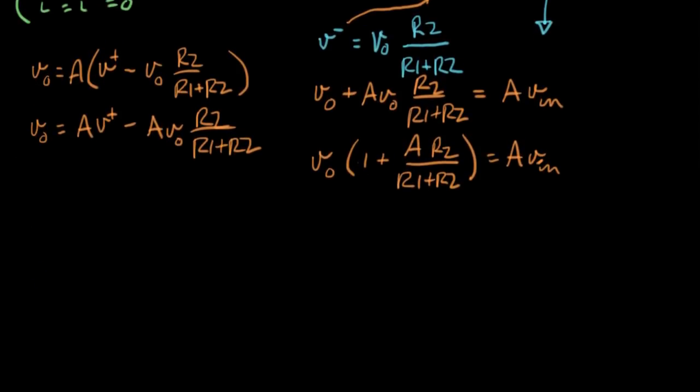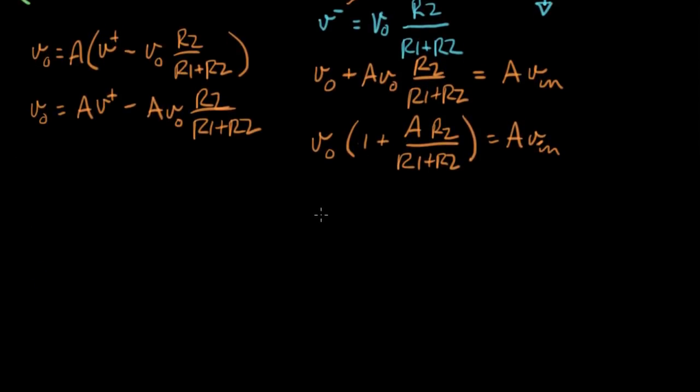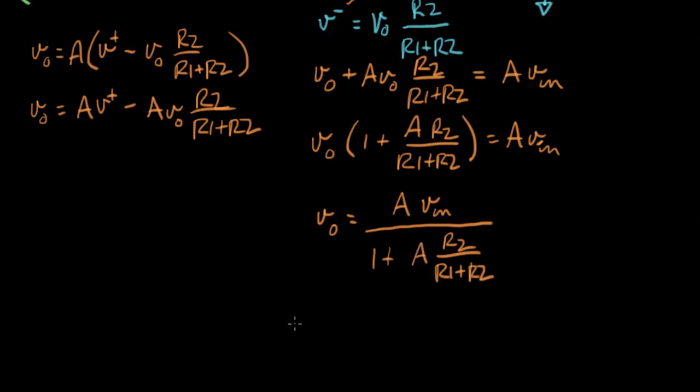Let's make some more room. I can say V naught equals A V in divided by this big old expression, 1 plus A times R2 over R1 plus R2. All right, so that's our answer. That's V out equals some function of V in.